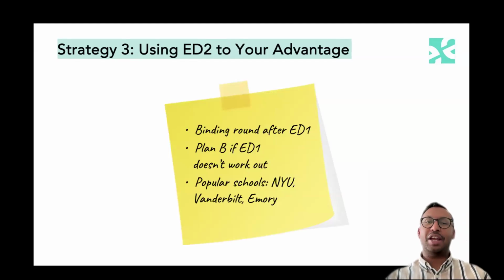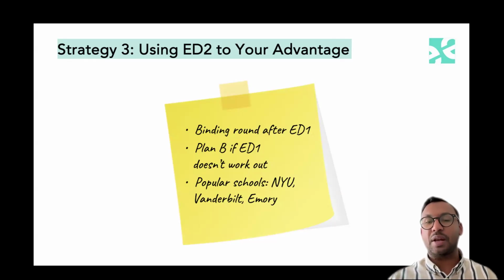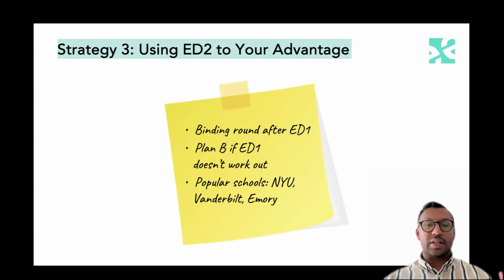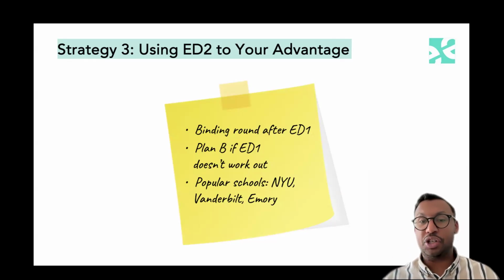Strategy three is using ED2. So we didn't talk about ED2, but this is another binding application that typically is due, I'd say some universities had it in December, so mid-December, but now they've typically moved to early January. So you might want to consider an early decision two. So this is the scenario. You've applied to ED1 and it didn't work out. However, in your list, there was a second school that was really close to that first ED. You might want to then apply to that particular university ED2.